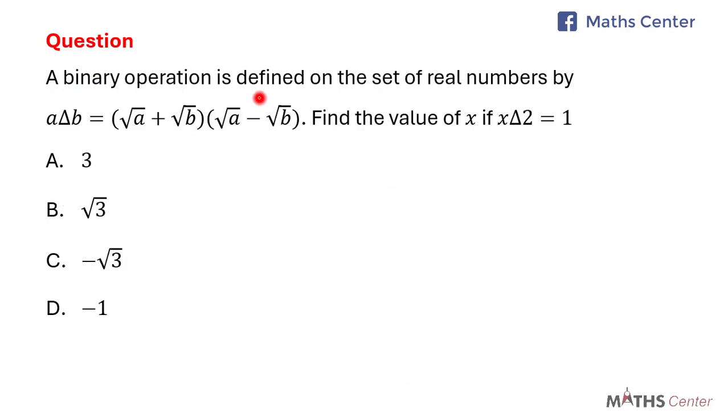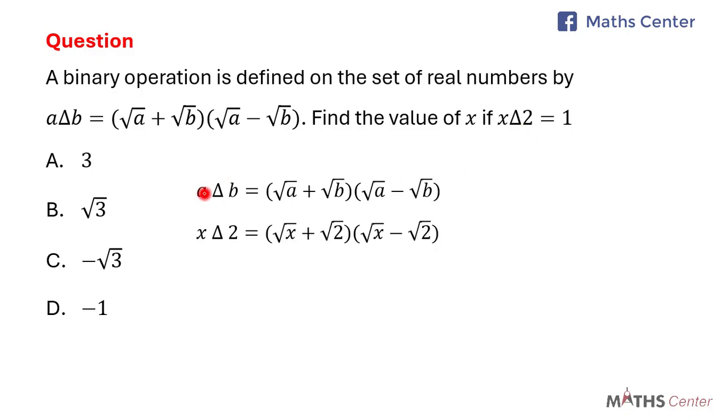A binary operation is defined on the set of real numbers by A delta B is equal to square root of A plus square root of B times square root of A minus square root of B. Find the value of x if x delta 2 is equal to 1. The definition of the binary operation is A delta B is equal to square root of A plus square root of B times square root of A minus square root of B. The equation given to us is x delta 2 is equal to 1. Let's find x delta 2.